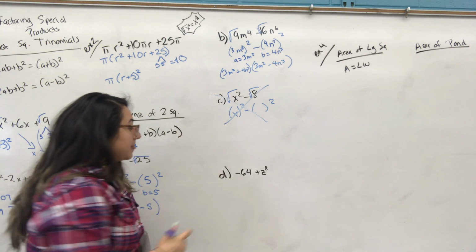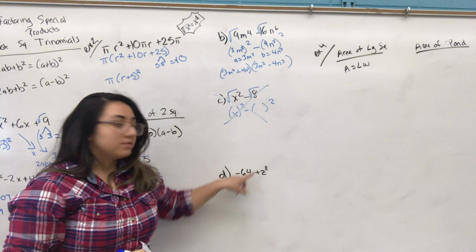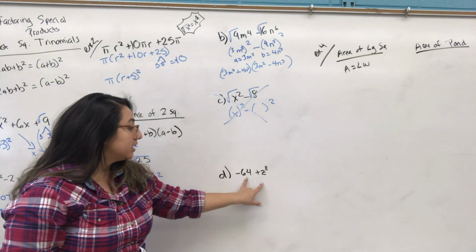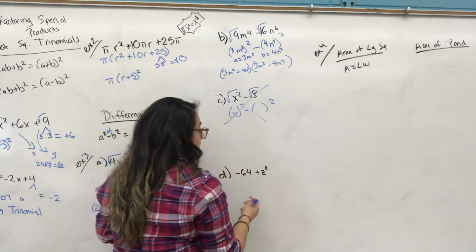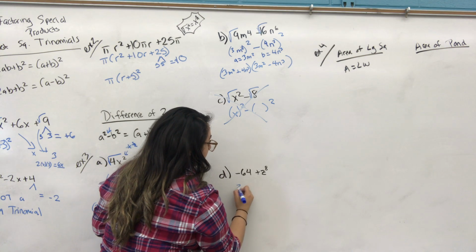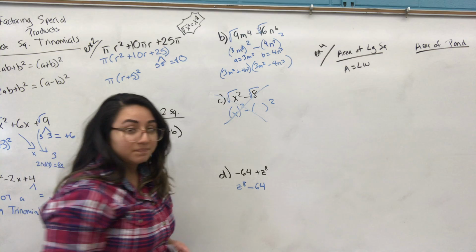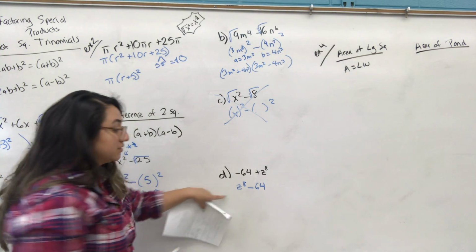And now let's do D. Here is negative 64 plus z to the 8th power. Remember, we can't have anything adding here, but let's go ahead and just move them. So we're not changing them from an equal sign. That's why their signs don't change. I'm just going to put this one first, which was positive, and then put the 64 second because it was negative. And now when we look at it, it looks like a difference of two squares.